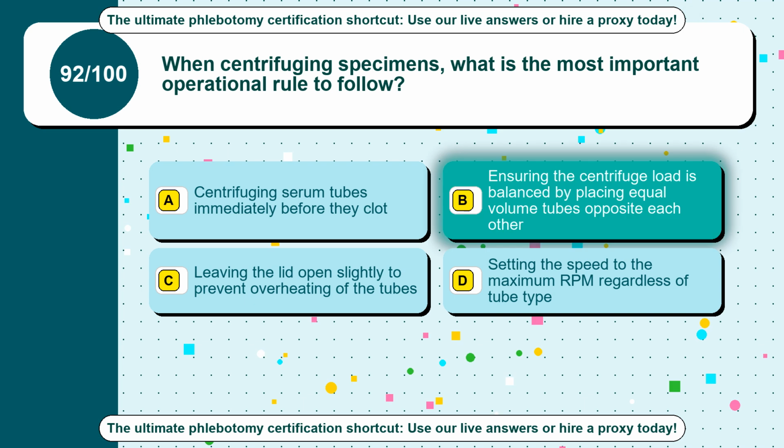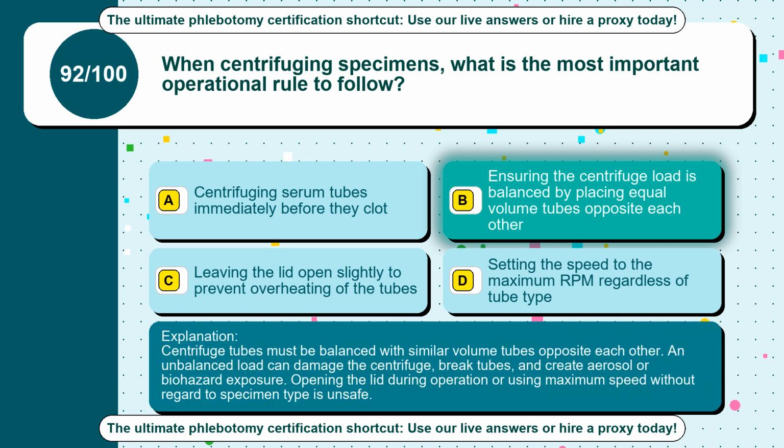The correct answer is option B, ensuring the centrifuge load is balanced by placing equal volume tubes opposite each other. Centrifuge tubes must be balanced with similar volume tubes opposite each other. An unbalanced load can damage the centrifuge, break tubes, and create aerosol or biohazard exposure. Opening the lid during operation or using maximum speed without regard to specimen type is unsafe.